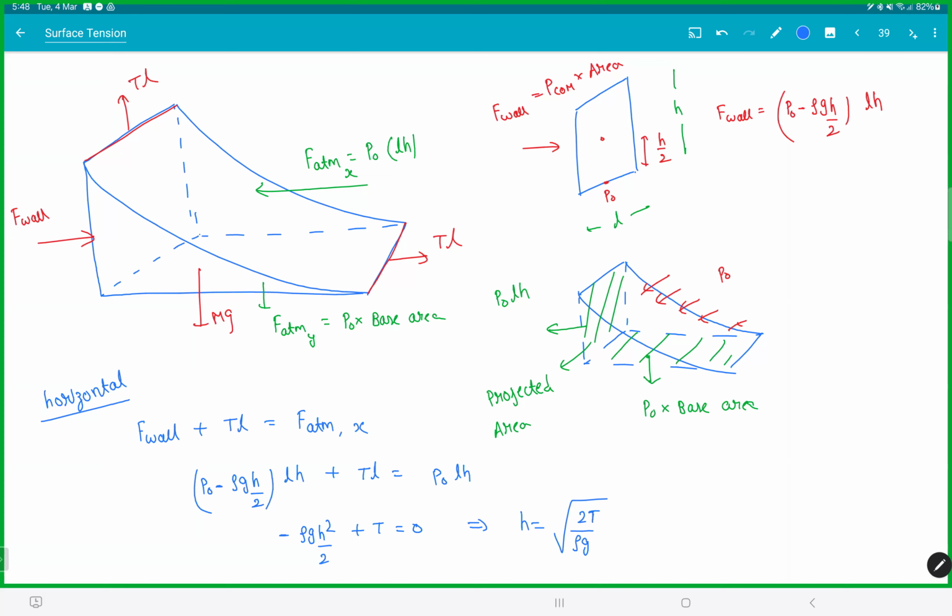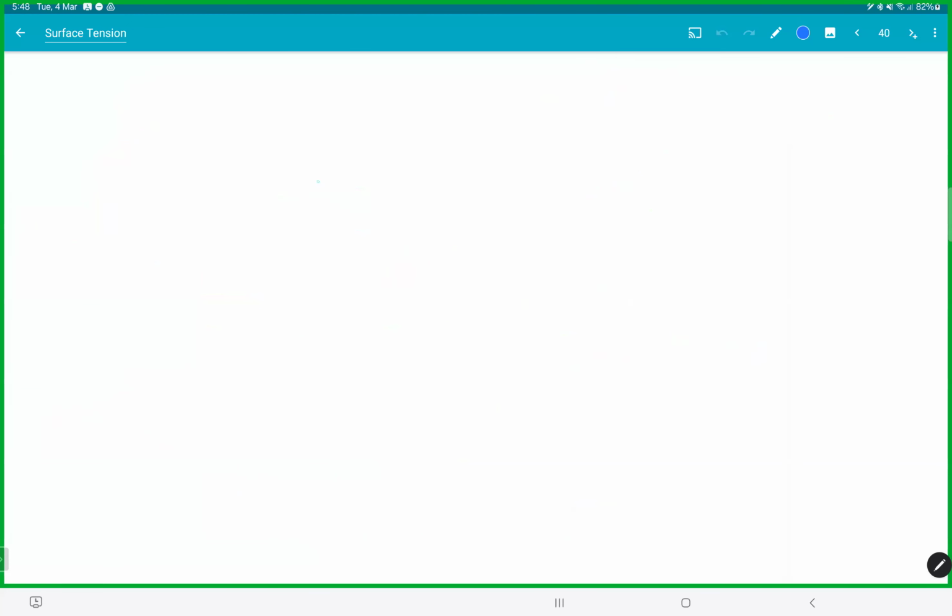So tomorrow when you see something like this, for example, just to give you a variation, tomorrow in the same question, they will say this angle is theta. What will change in the question?